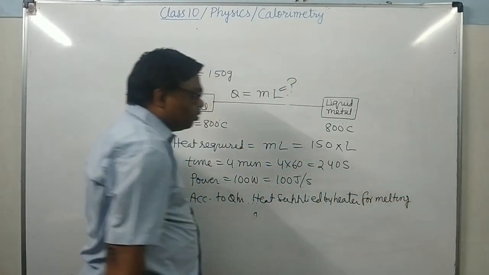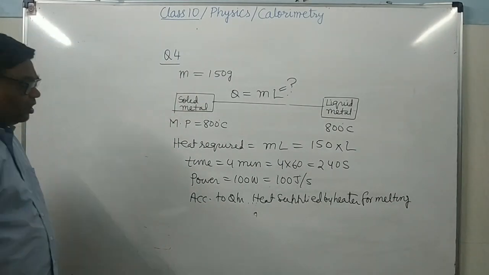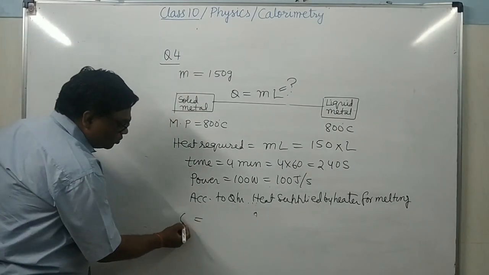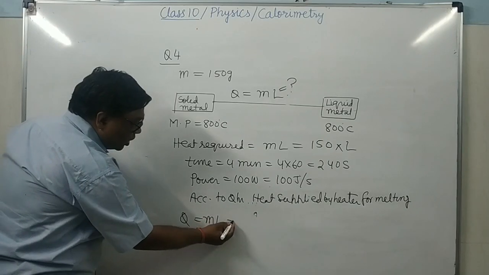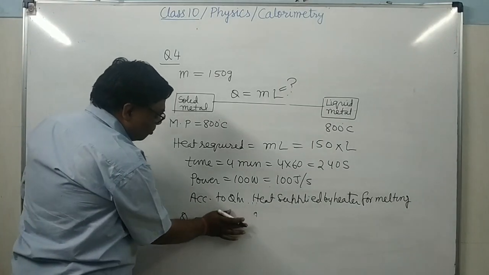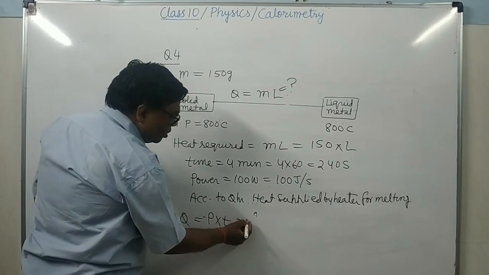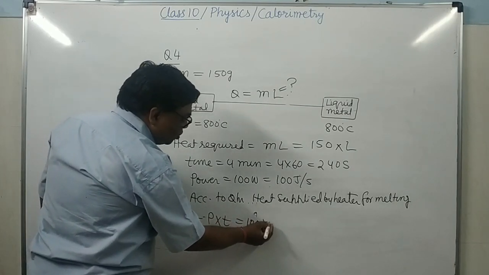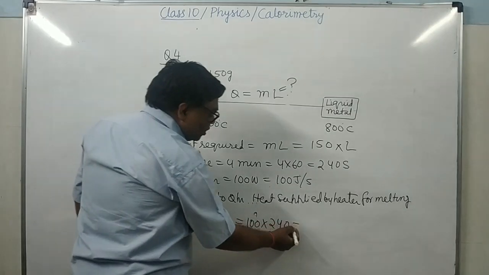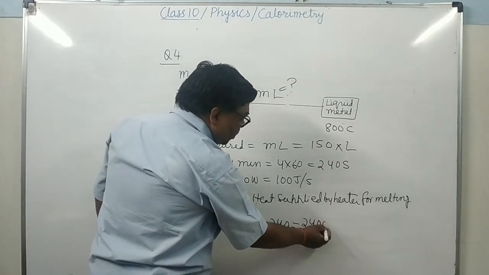For melting, how much heat energy is being supplied? So Q equals M into L. M is given, not M into L, power into time here. Power is given 100, time is given 240. So that is equal to 24,000 joule.